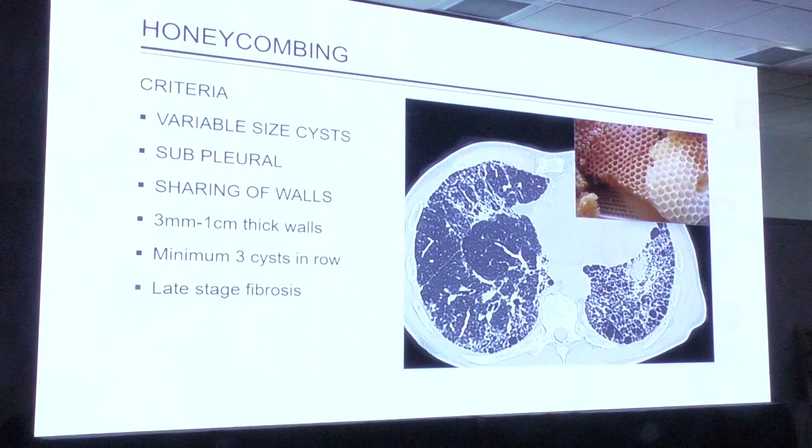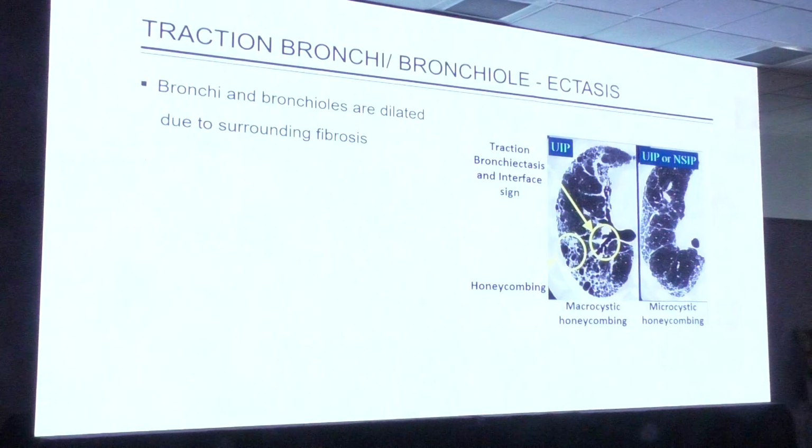Then we have honeycombing. Criteria to call honeycombing: there must be variable sized cysts, it should be subpleural, there must be sharing of walls, 3 mm to 1 centimeter thick walls can be there, and a minimum of 3 cysts should be in a row to call it honeycombing. We find this in late stage fibrosis. Then we have traction bronchiectasis or bronchiolectasis, like identified in that image. This usually occurs because of peribronchial or peribronchiolar fibrosis. Because of the fibrosis, there is a traction which dilates the air spaces there.